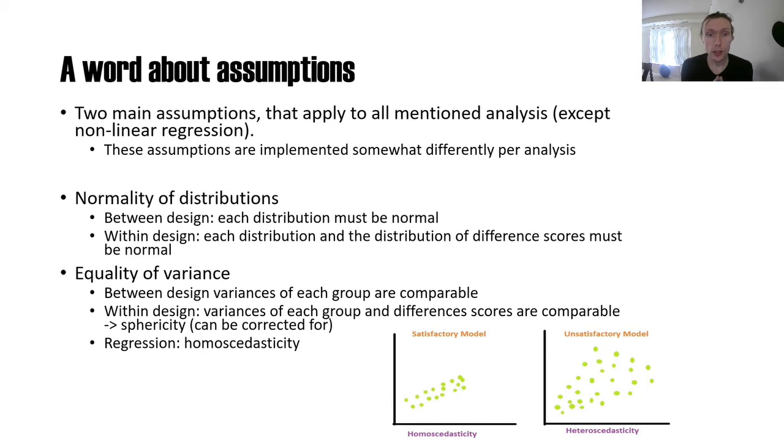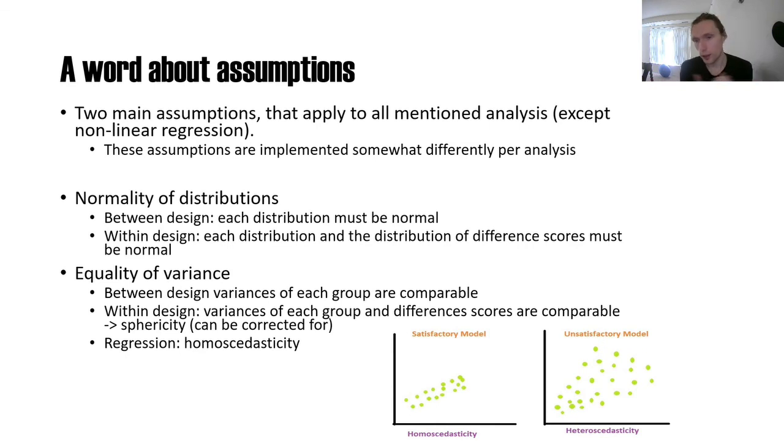And the same is true for the equality of variances. So in a between subjects design, the variances of each group have to be comparable. In a within design, it has to be the same. The variances have to be the same for each group, but also for the difference scores. And that's something we call sphericity. The assumption of sphericity. So when you see the assumption of sphericity, that's just the equality of variances.